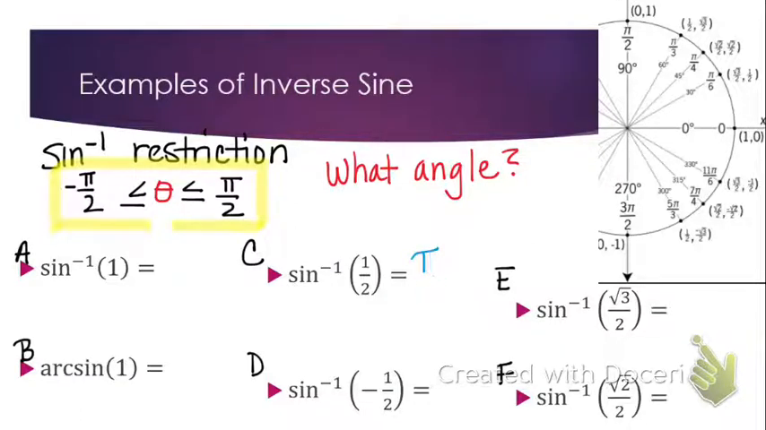Oops, I put that in the wrong place. Let me scoot that over. Okay, pi over 2. These are the exact same question. Another way to ask for the inverse is to say arc sine. So this means inverse, okay? So this is asking you the same question as A, which is what angle has a sine value of 1? So again, that answer is pi over 2.